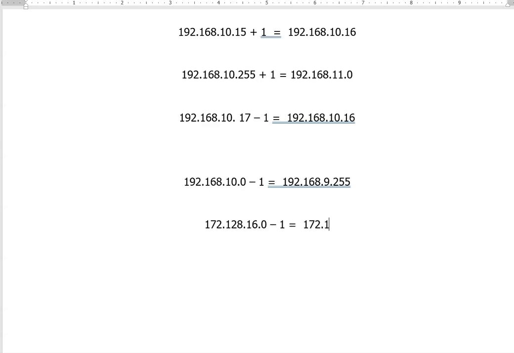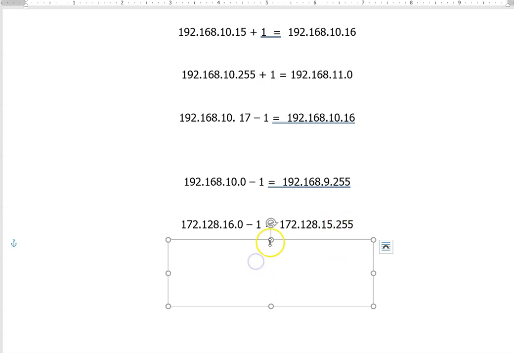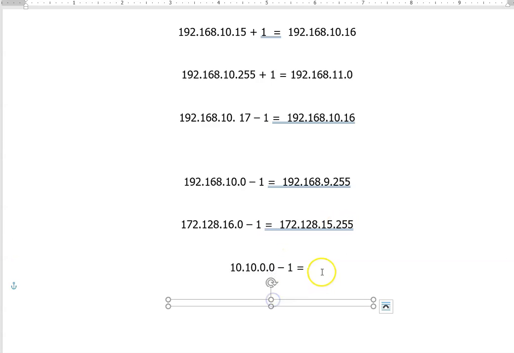Here's one more example. The same principle applies in the second octet. Subtracting from 10.10.0.0, we take value from the second octet and come up with 10.9.255.255.